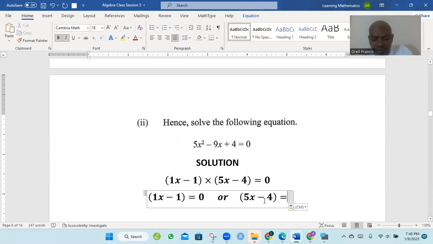Please write this down. I repeat, if the product here is equal to 0, it means either one of them has to be equal to 0. So either 1x minus 1 equals 0 or 5x minus 4 equals 0. So please write this down.